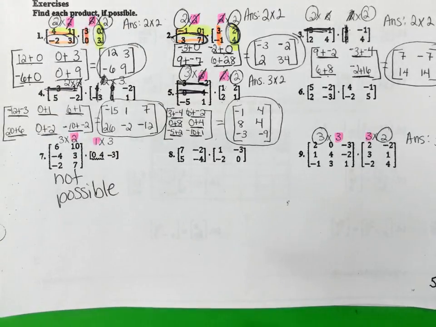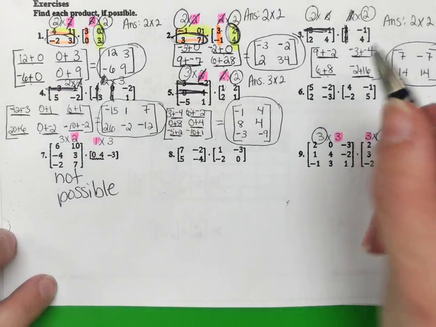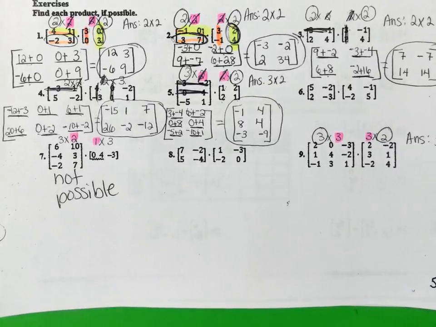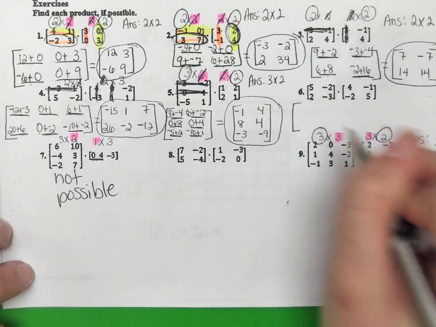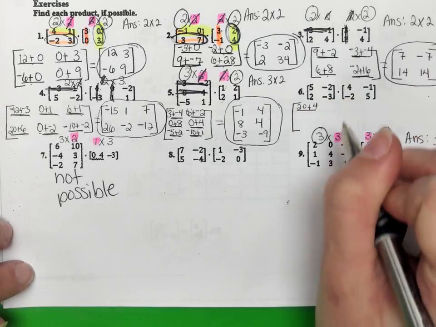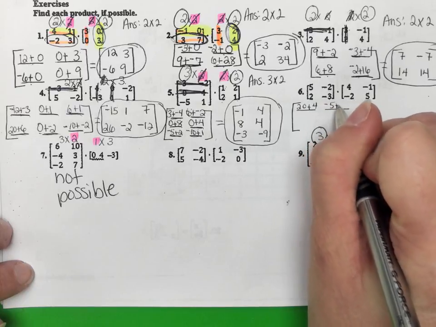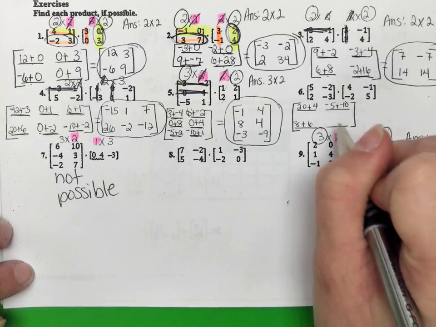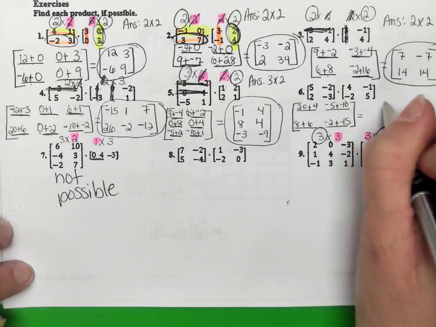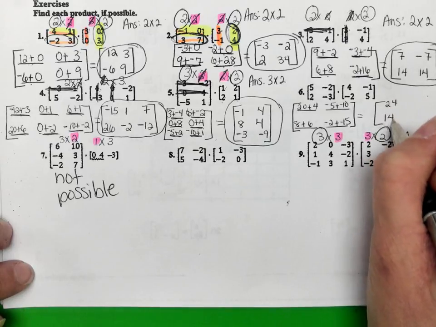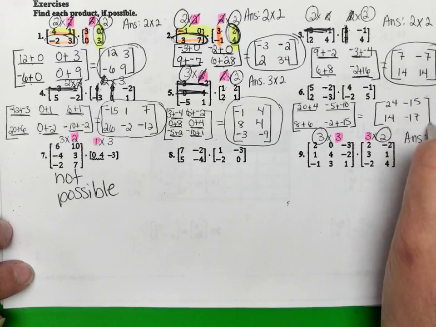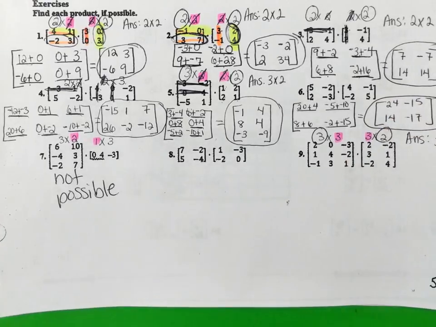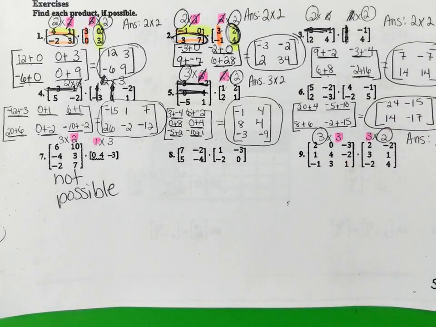Y'all okay? All right, we only got 3 more. So let's see. Y'all try 6. Did y'all get that? 24, negative 15, 14, negative 17? Y'all okay? All right, cool. We got 2 more, and then we're going to go over what's going to be on your bell ringer test tomorrow.